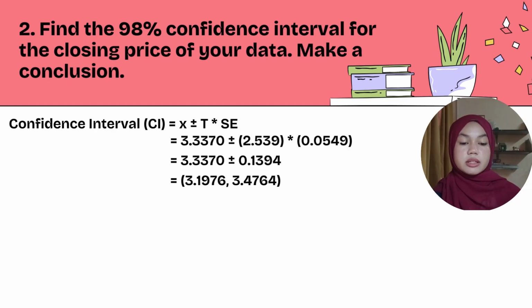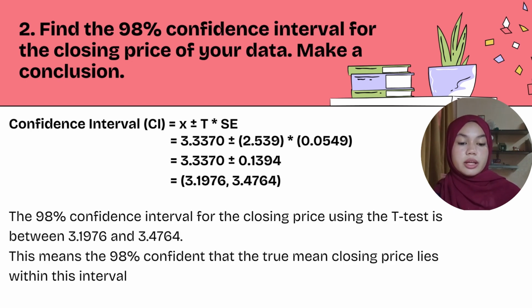Last step, substitute all the information into the confidence interval formula and you'll get 3.1976 and 3.4764. We can conclude that the 98% confidence interval for the closing price using the t-test is between 3.1976 and 3.4764. This means we are 98 percent confident that the true mean closing price lies within this interval.